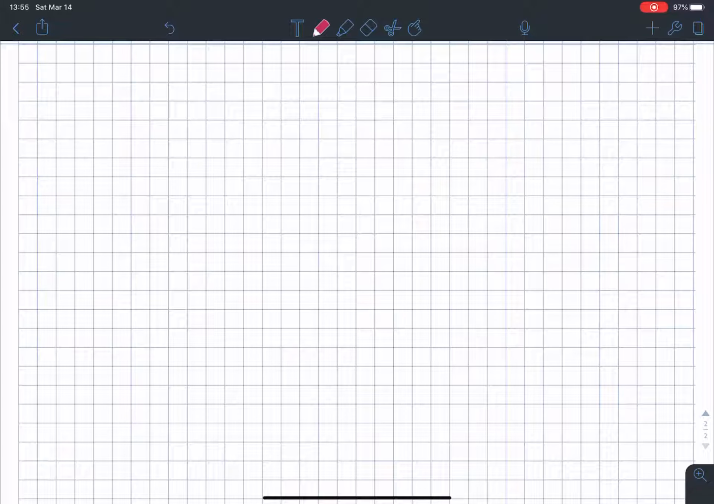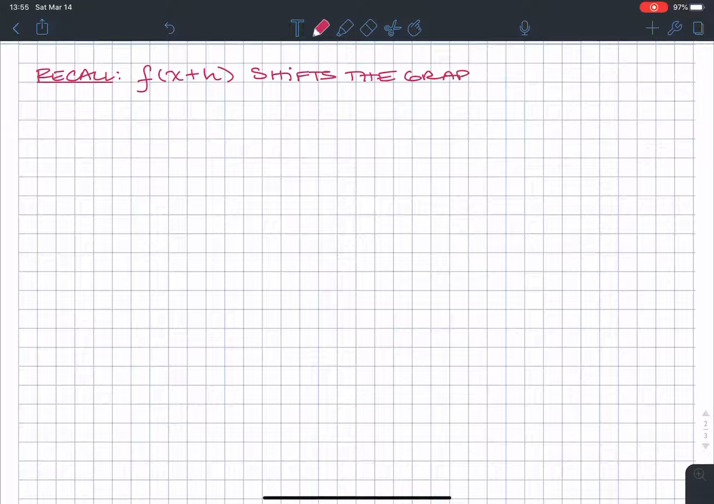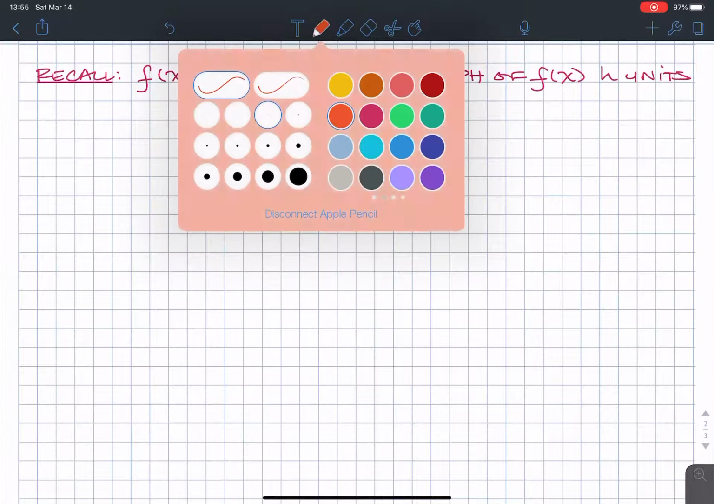Okay, so let's recall that f of the quantity x plus h shifts the graph of f of x h units left for h being a positive number. That is, horizontal translation is counterintuitive.